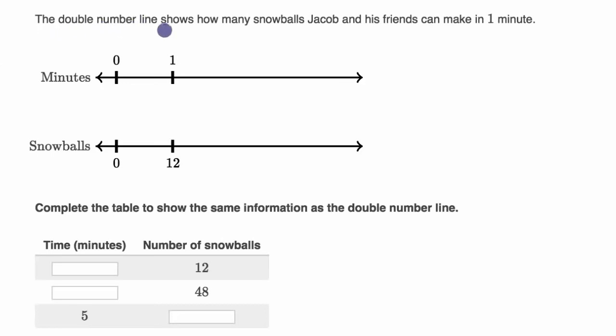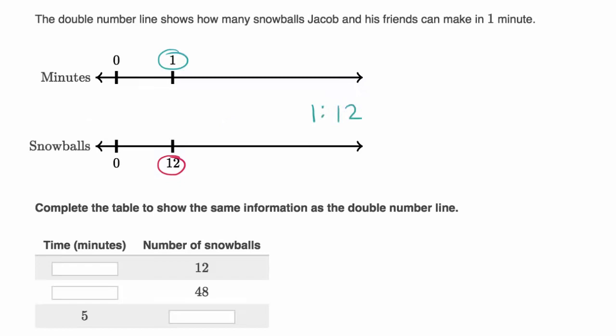The double number line shows how many snowballs Jacob and his friends can make in 1 minute. In no minutes, they can make 0 snowballs. In 1 minute, they can make 12. Complete the table to show the same information as the double number line. So once again, pause this video and see if you can work this out. Well, we can think about it as a ratio. The ratio of minutes to snowballs is 1 to 12.